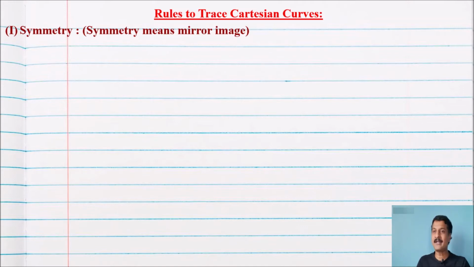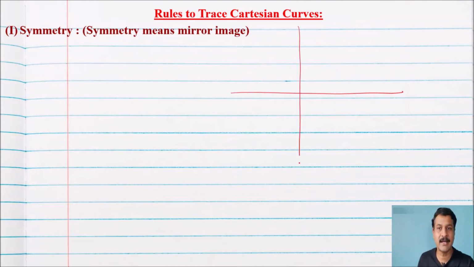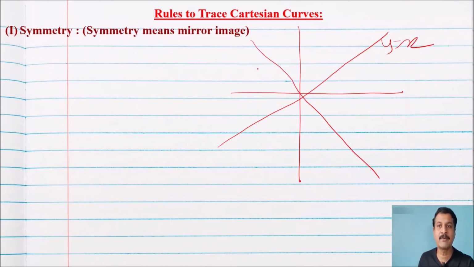Let's start one by one. The first point is symmetry. Symmetry means mirror image. In this symmetry there are again 5 points. We have to check symmetry about standard lines: symmetry about the x axis, symmetry about the y axis, symmetry about the line y equal to x, and symmetry about the line y equal to minus x. So these 4 lines we have to see.